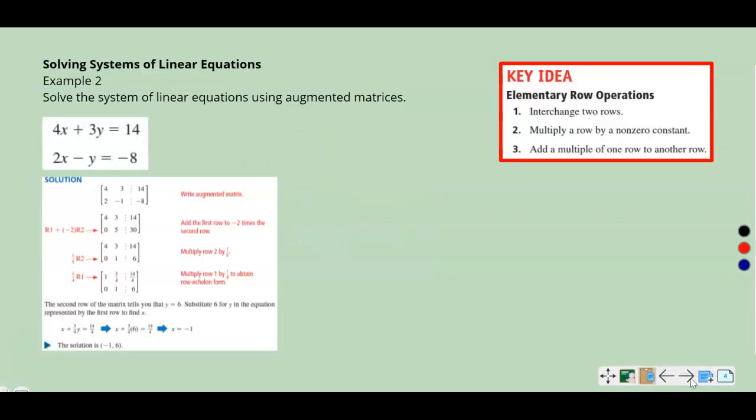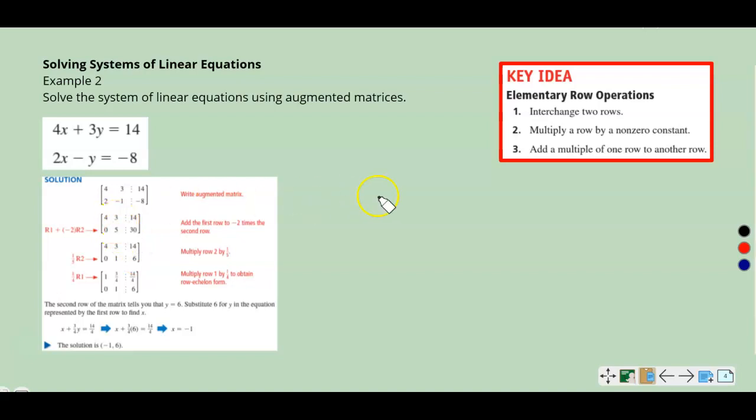All right, example 2, solving systems of linear equations. So it says solve the system of linear equations using augmented matrices. Now, we have solved systems of equations by graphing, by substitution, by elimination, and now you're learning another way, which is matrices. Now, being able to write this as an augmented matrix, that's fine, but I'm going to show you an easier way to do this on your calculator.